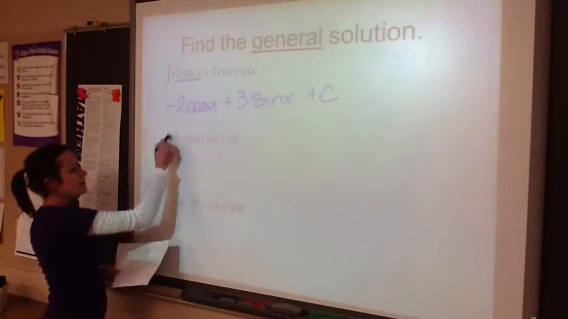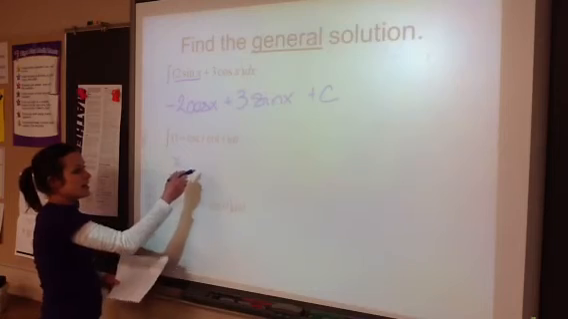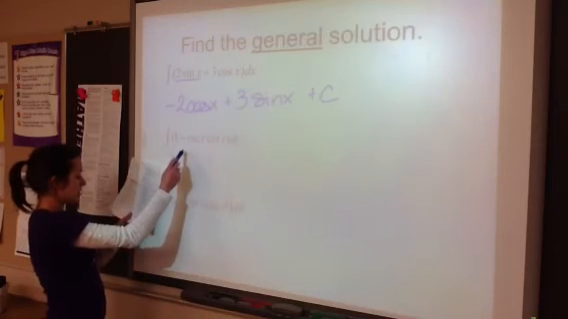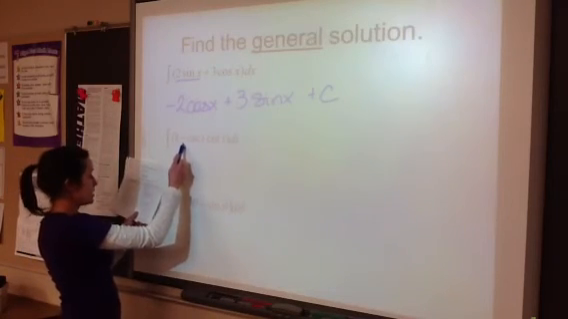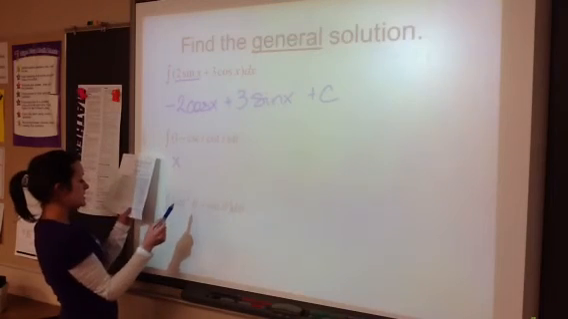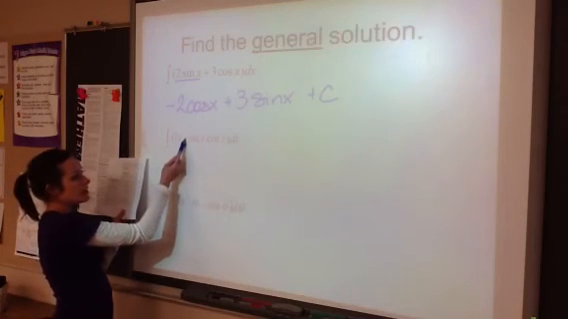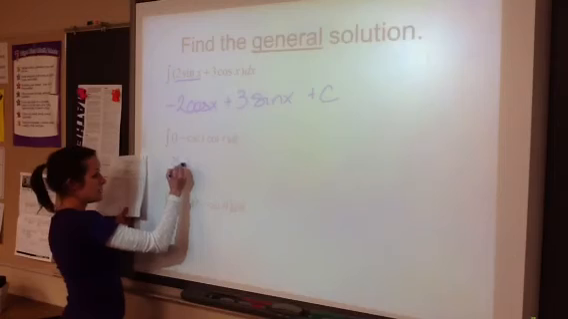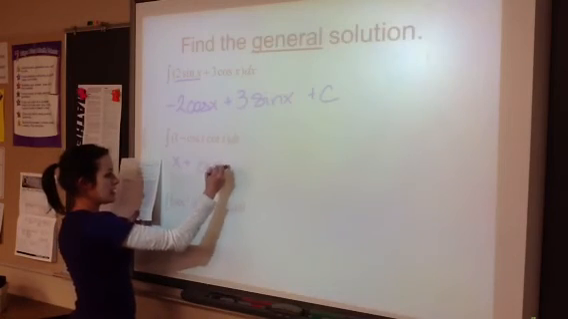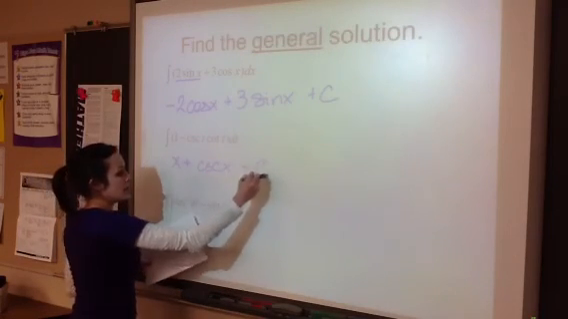All right, antiderivative of 1 is x. If you look at your little chart, the antiderivative of cosecant cotangent is negative cosecant. So it's negative cosecant cotangent here. So it's going to be positive cosecant x plus c.